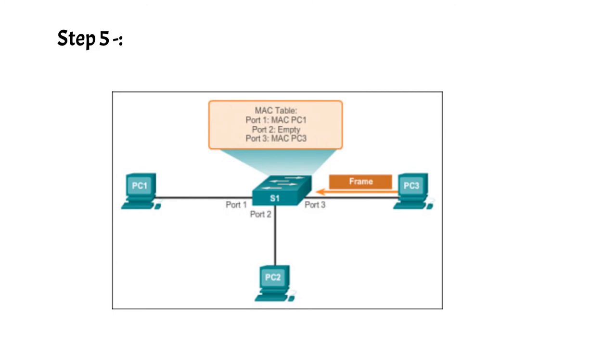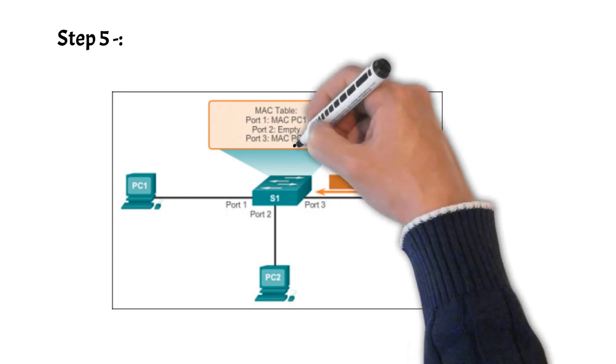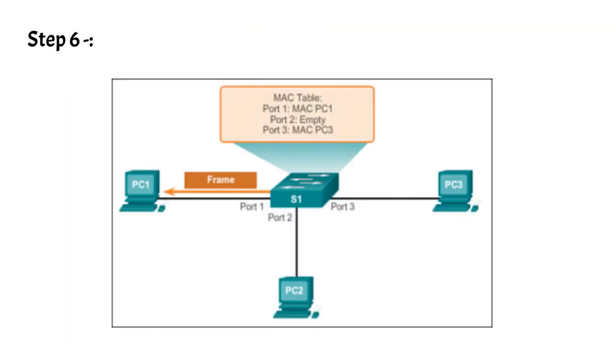Then, in the next step, that is step 6, the switch can now forward frames between the source and destination devices without flooding because it has entries in the address table that identify the associated ports. As you can see in the figure, S1 sends the frames to port 1.